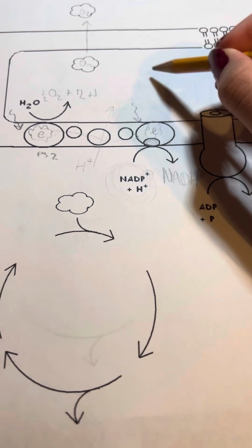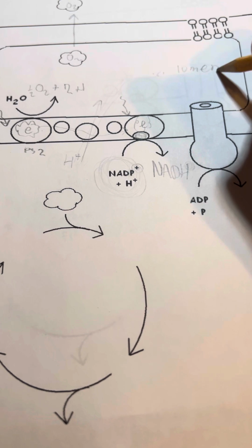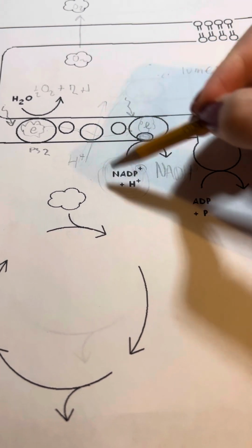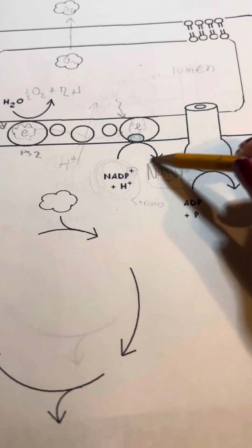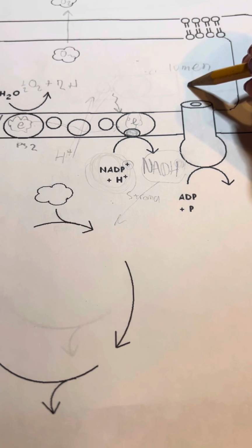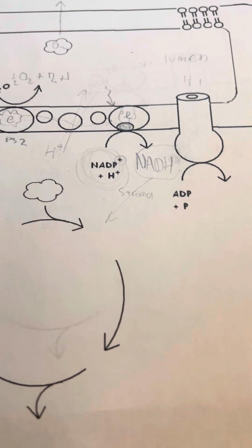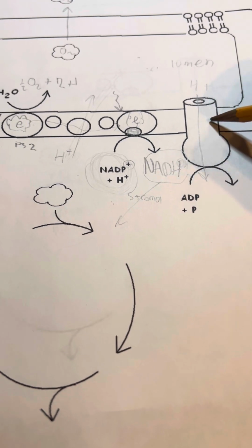A lot of them are going into this lumen. So we have more hydrogen in the lumen than we do in the stroma. So yeah, this NADPH is going to be used in the Calvin cycle. And so H+ from the lumen are going to diffuse through the ATP synthase.